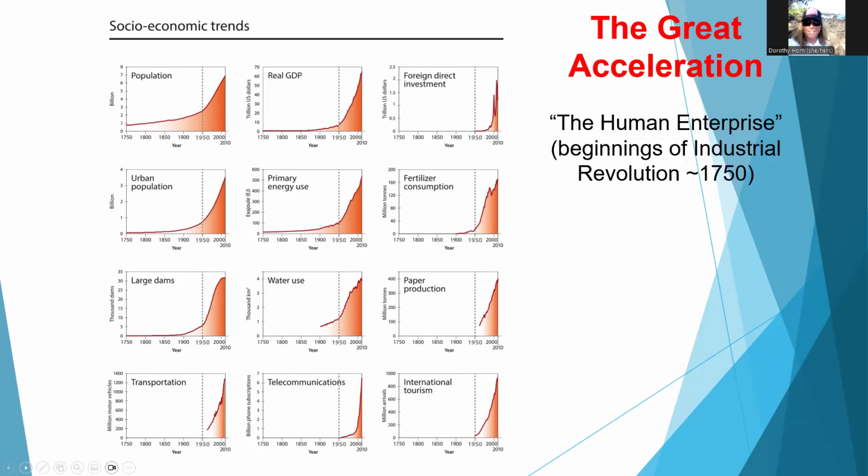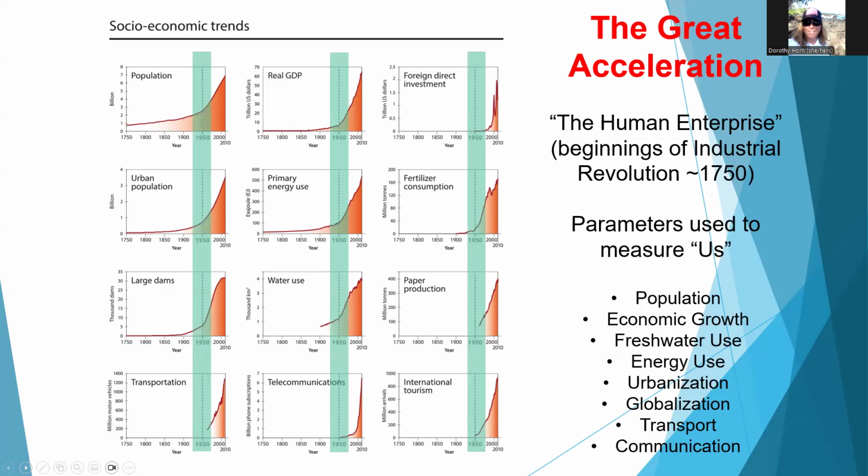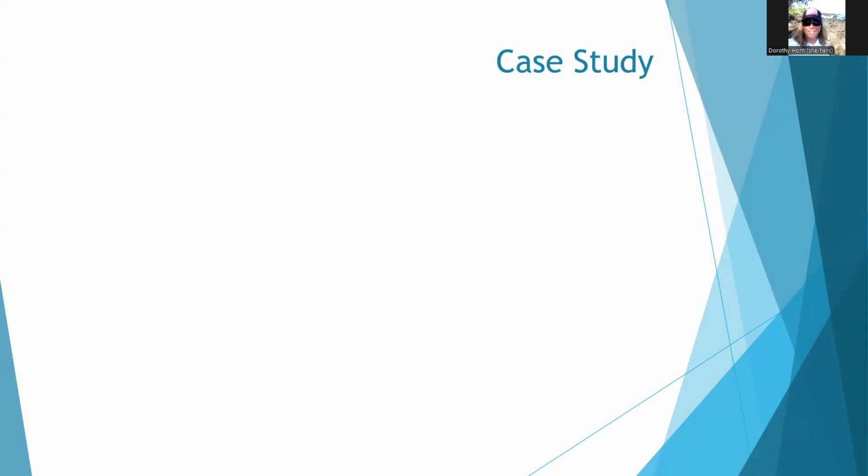And so, it's all about the beginning of the Industrial Revolution in the 1750s, 1800s. And the measurement is really us. So you have population, economic growth, all of these different uses. And it's all us making these huge changes. And what you see is here in the 1950s is when it started and really started to increase.